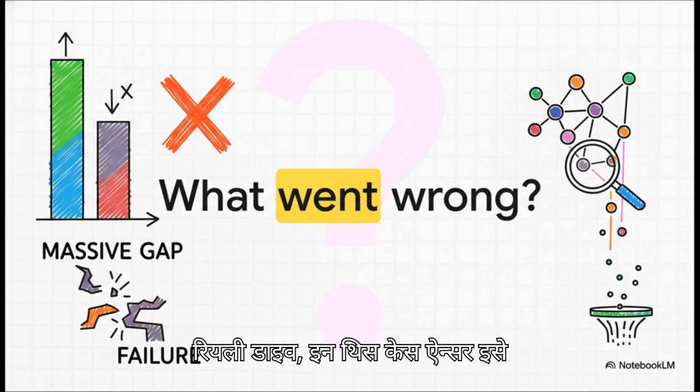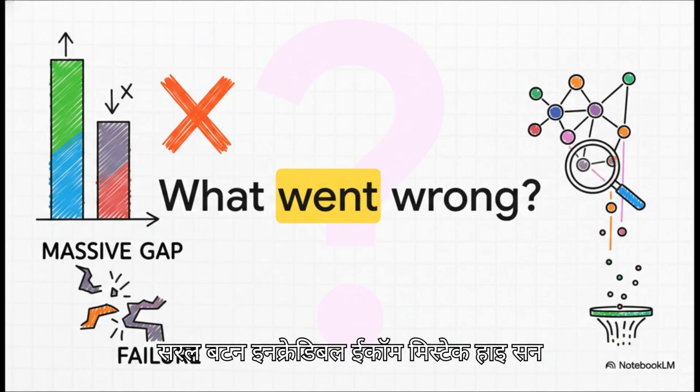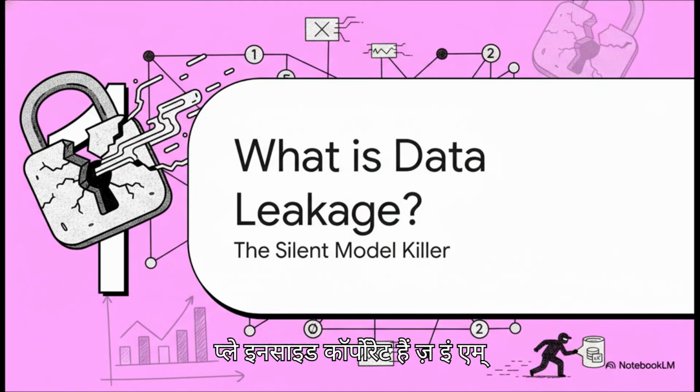Okay, let's really dive into this, because the answer is a subtle but incredibly common mistake that hides in plain sight. The culprit has a name: data leakage. And it's one of the sneakiest problems in all of machine learning, because it doesn't throw any errors or warnings. Nope. It just quietly lies to you, promising this amazing performance that it can never, ever deliver.